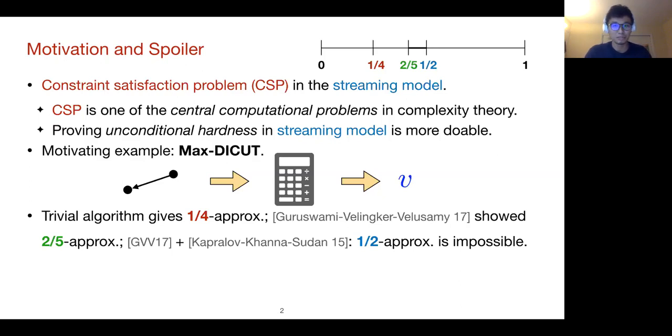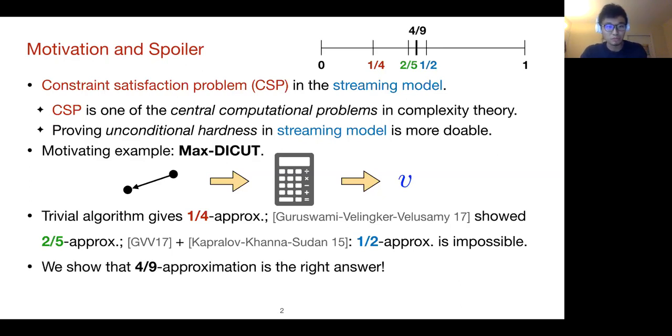And this is the starting point of this project. What will be the optimal approximation ratio for Max-DICUT in the streaming model? One of the first results of this work is to show that the true answer is 4/9. We can show that there is a log space streaming algorithm that gives a 4/9 minus epsilon approximation to Max-DICUT, while slightly better than 4/9 requires root n space.